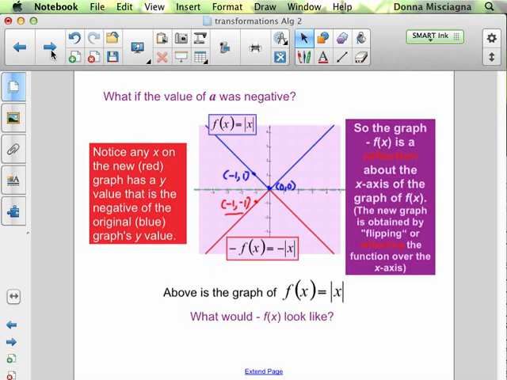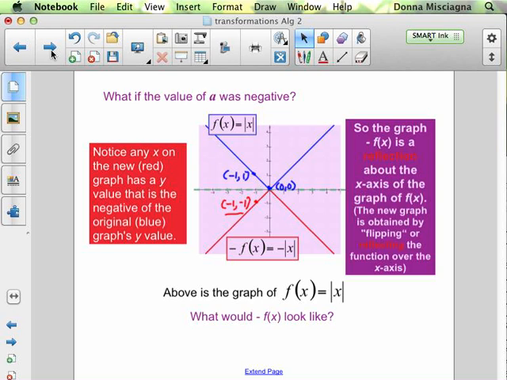So the blue graph is f of x equals the absolute value of x. The red graph is negative f of x, or negative absolute value of x. Notice any x on the new red graph has a y value that is the negative of the original blue graph's value. So instead of (1, 1), we have the point (1, -1), and instead of (-1, 1), we have the point (-1, -1). If you take the absolute value, it's positive, but then if you multiply by negative, it's going to be negative.